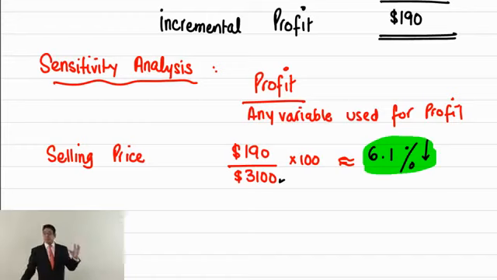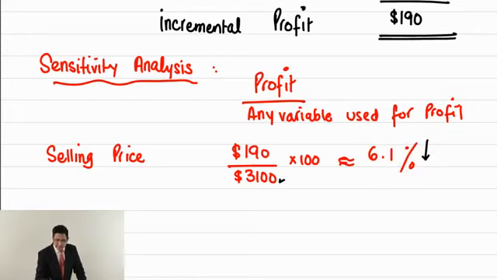But if their product is not that unique and there are other competitors as well, they may end up dropping the price. The maximum price drop they can afford is 6.1%. And if the chances are the price drop may be higher than 6.1%, they should not do the further processing. Okay, let's do another one, which is direct materials, and I think that will be sufficient.